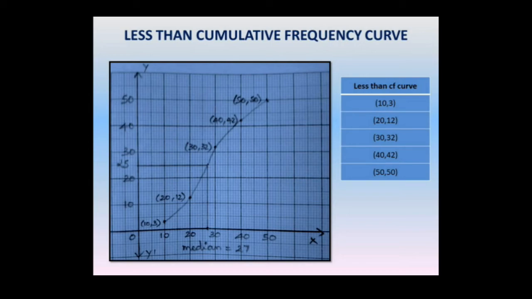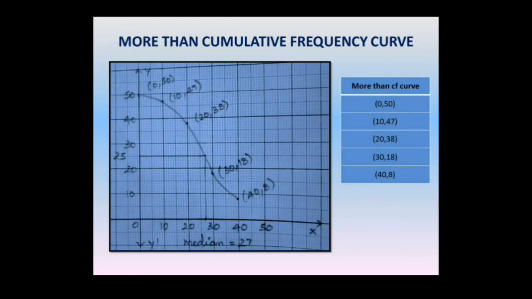Now there are three methods to find the median. First is using the less than cumulative frequency curve, which we did, and the second one is using the more than cumulative frequency curve, which also we did. Finally there is one more method in which we can draw both the curves on the same graph and find the median. In the third method, we are going to draw both the curves on the same graph.